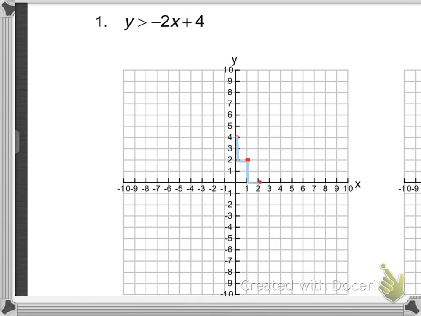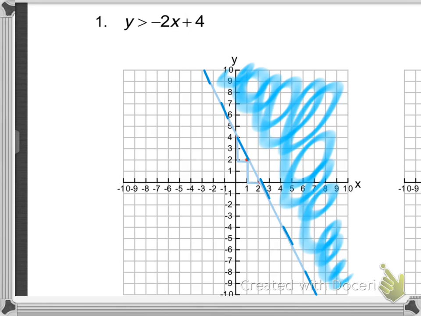Okay, and how will my line look? It's going to be a dotted line. Good. And since I have greater than, where should I shade? The upper part. All right, Rebecca, can you give me a solution for this graph? The point (0, 5). Good. All right, let's go ahead and look at another one.